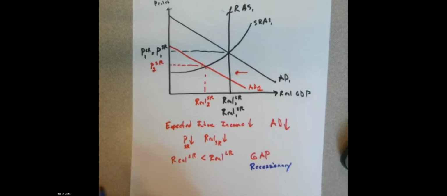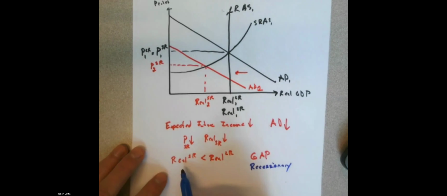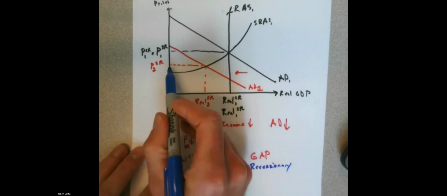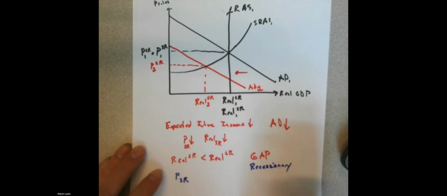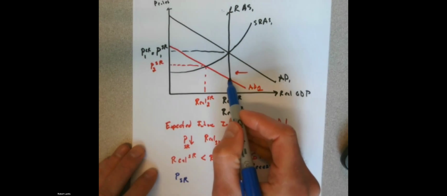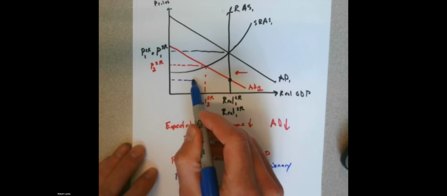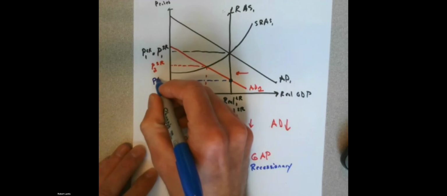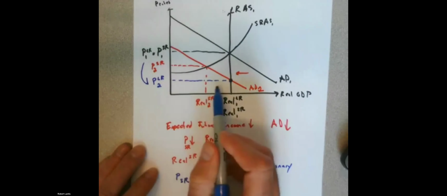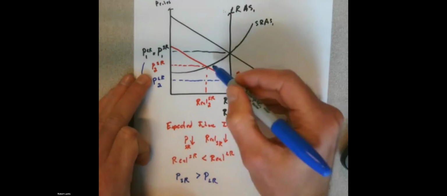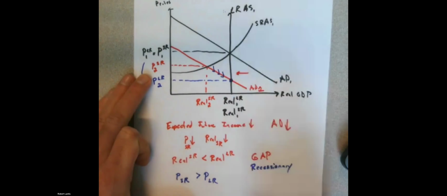Now, another synonymous term. Where do I know prices are going to get to in the long run? Where my long run aggregate supply hits my new aggregate demand curve. So I actually know that in the long run, my new price is going to be down here. So the current price in the short run is actually too high, so I know that in the future, prices are going to fall, moving towards the long run.